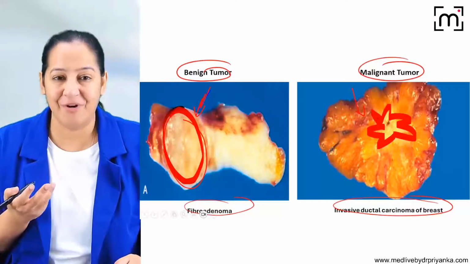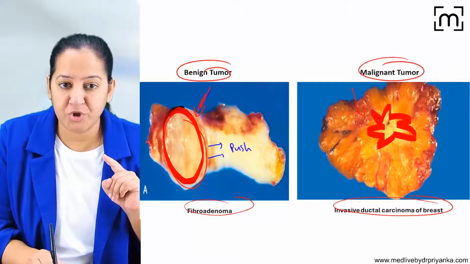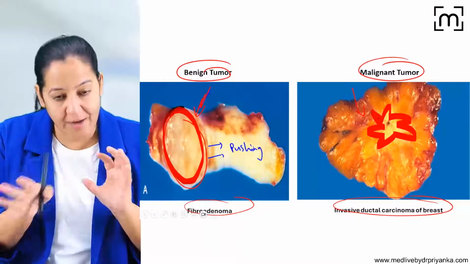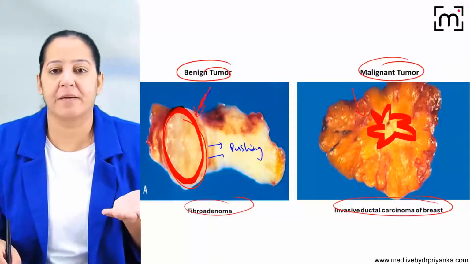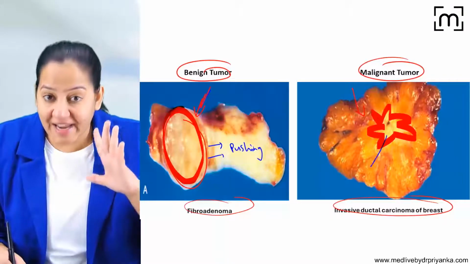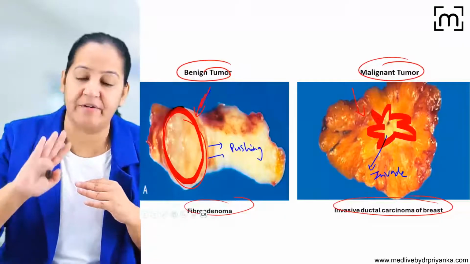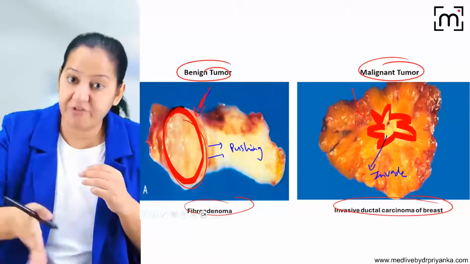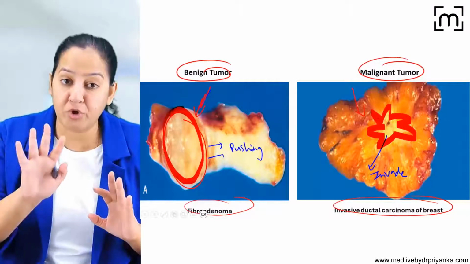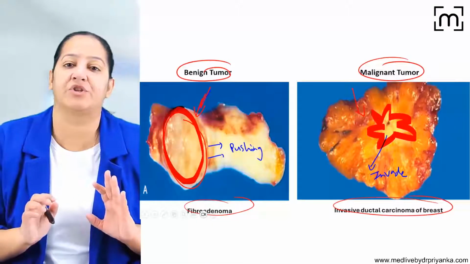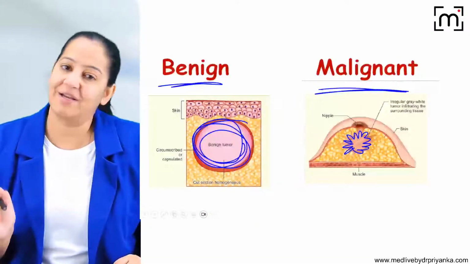What do you mean by that? Compression means pushing. The benign tumor is pushing the adjacent tissue and producing symptoms. But the malignant tumor doesn't push, it invades. It just penetrates inside the tissue. Invasion means penetration. It will penetrate inside the tissue and produce the symptoms. So the benign tumor pushes, that is, compresses the surrounding tissue. But the malignant tumor penetrates, that is, invades the surrounding tissue. So that is the gross.